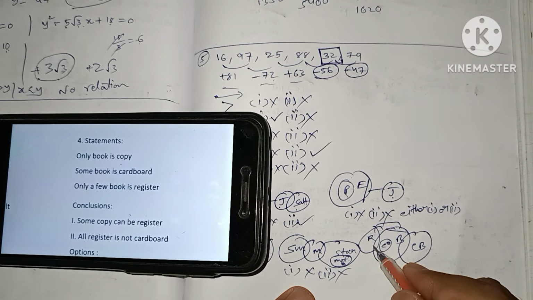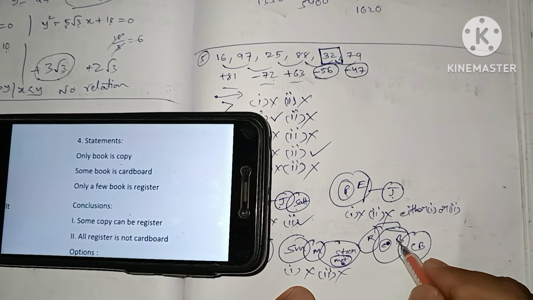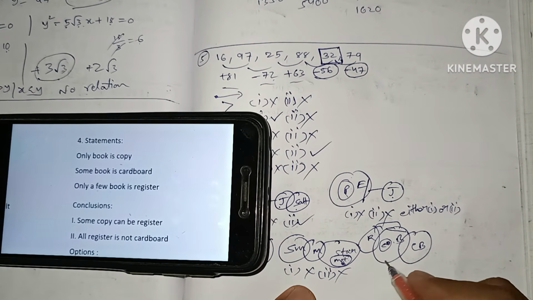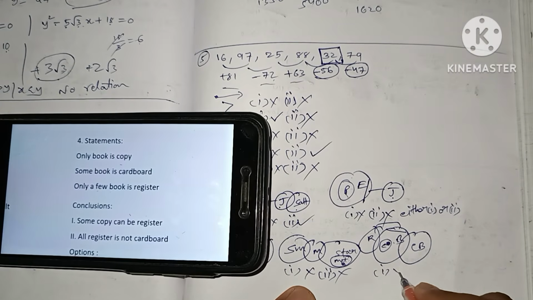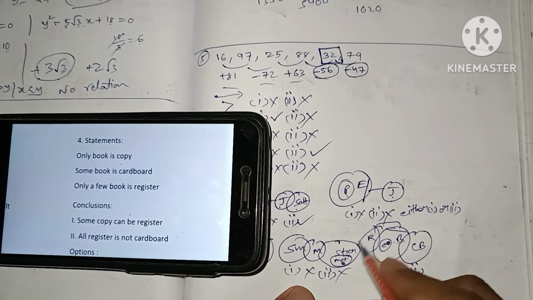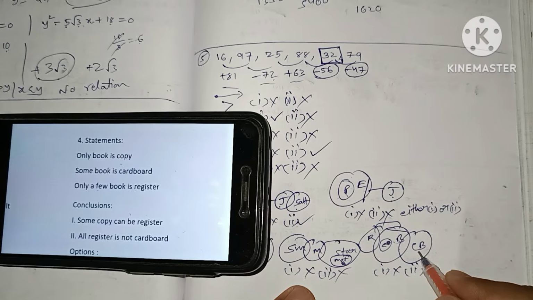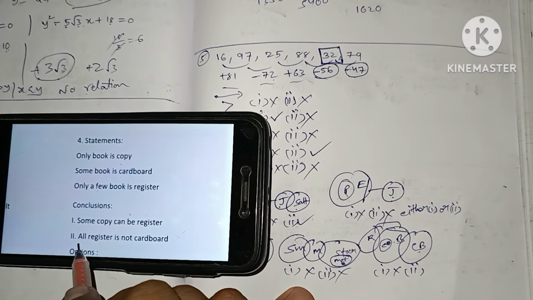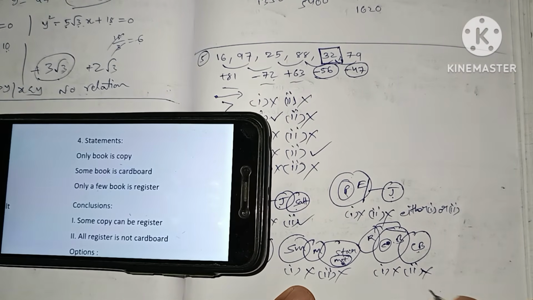Is it possible? No, it is not possible because copy shares only with the book. So first conclusion will be false. Second conclusion, all register is not cardboard. Here we see not, so we check all register can be cardboard. All register can be placed inside cardboard. Yes, it is possible. All case is possible means all not case will be false.